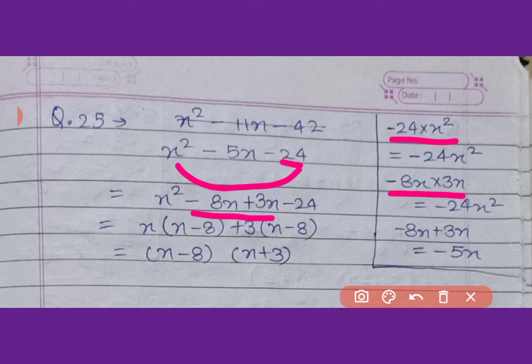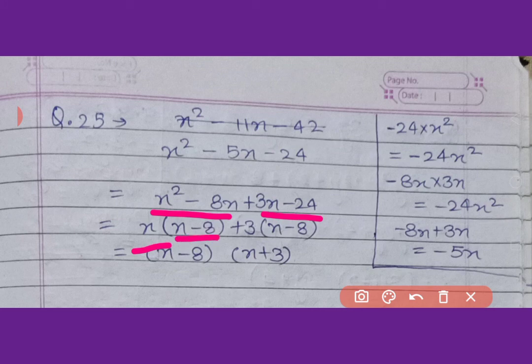So it has divided into two groups, x square minus 8x and 3x minus 24. From the first group it has taken common x, so it remained x minus 8, and from the second group it has taken common 3, so it remained x minus 8. Listen, here we will see that one expression will come common in both groups, otherwise how will we keep it common? So we have to take x minus 8 as common and then x plus 3 remains.